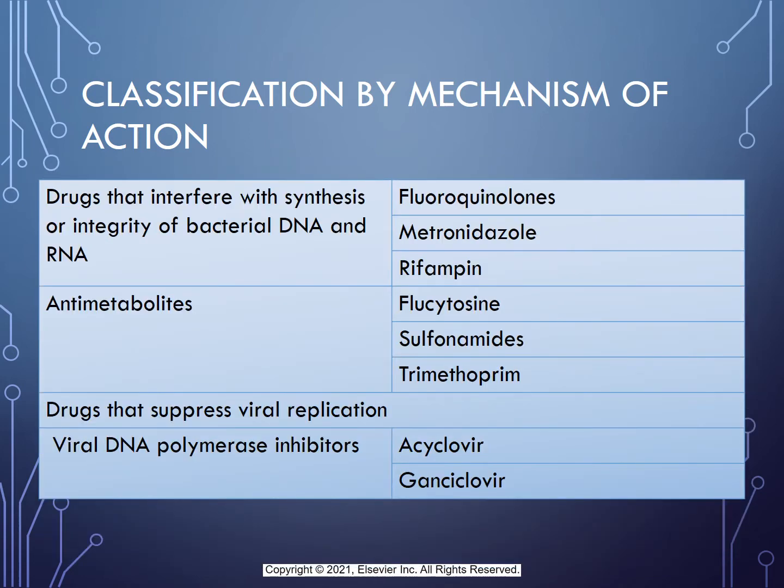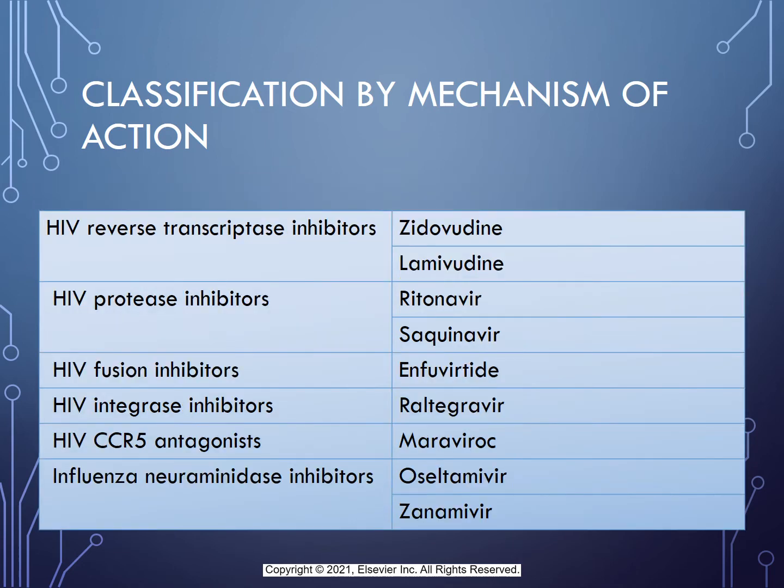Drugs classified within this table are drugs that interfere with synthesis or integrity of bacterial DNA and RNA, antimetabolites, and drugs that suppress viral replication. So as you can see, if you're using the classification by mechanism of action, on the left you see drugs that interfere with synthesis or integrity of bacterial DNA and RNA. On the right you can see 3 drug classes that are included in this, including the fluoroquinolones and metronidazole. Listed on this slide are drugs that also suppress viral replication.